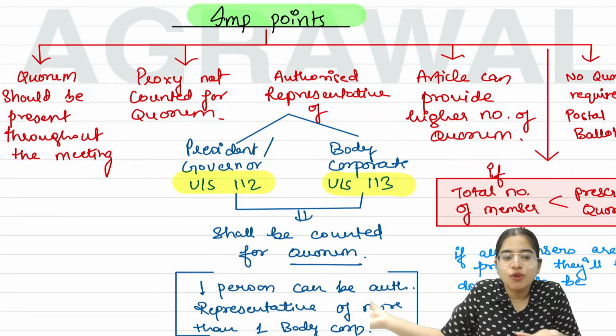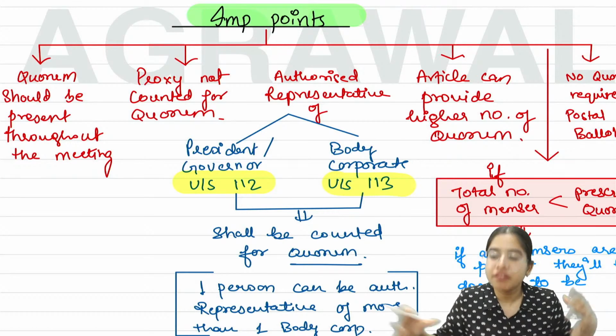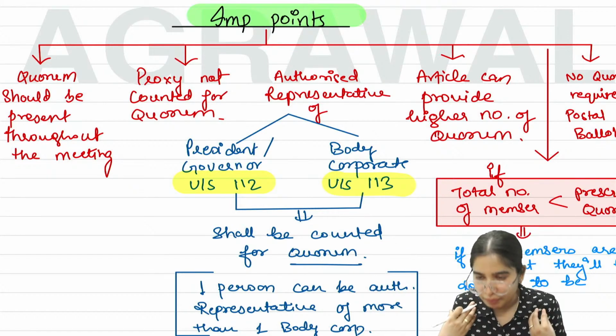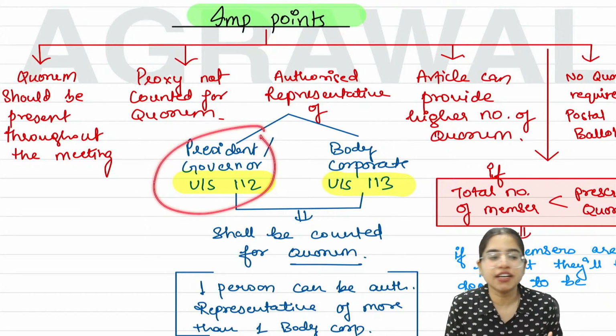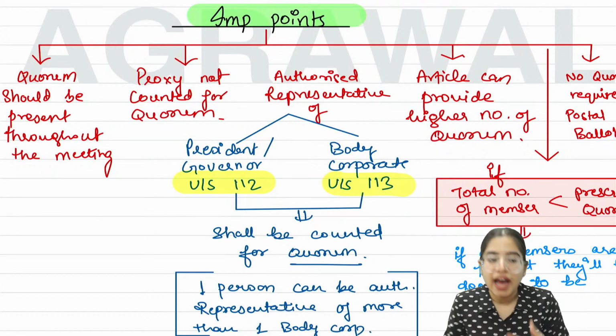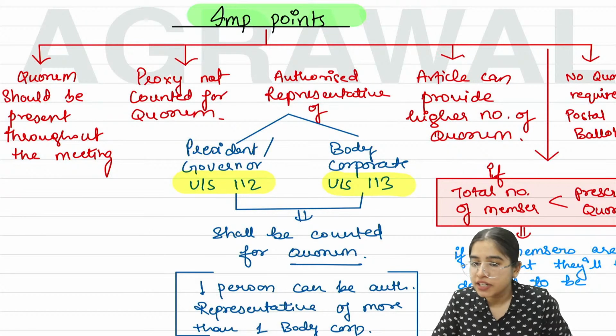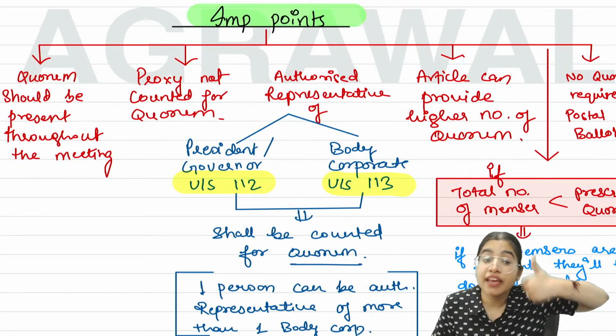The President will not himself go and attend the meeting. So what will he do? He will appoint an authorized representative who will attend the meeting on behalf of him. So he appoints an authorized representative under section 112. And if the president or governor appoints an authorized representative to attend the meeting, then they will be counted for quorum.